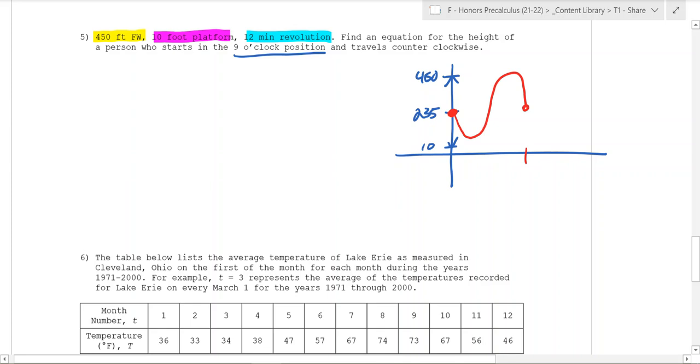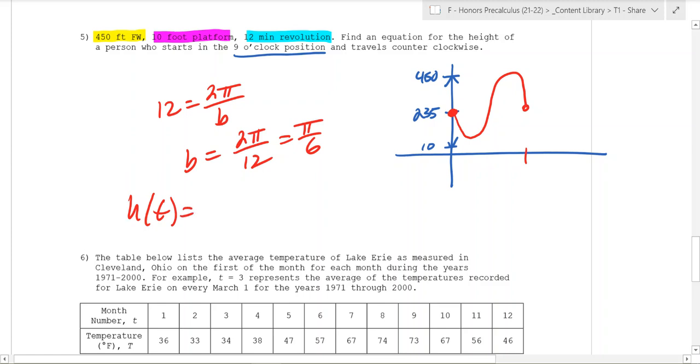So what is the period here? Well, you know that 12 has to be 2 pi over the b value. So b is going to be 2 pi over 12, which is pi over 6. So that's the coefficient of theta. So h of t in this case, and this is just like the sine function but flipped over. So it's going to be negative the amplitude sine of pi over 6 theta plus 235, which is the midline. So the midline was right there.